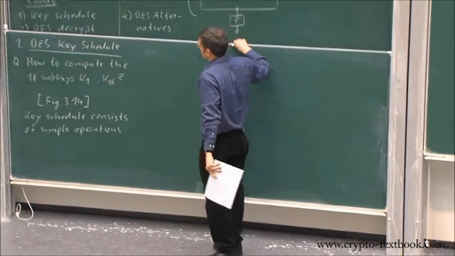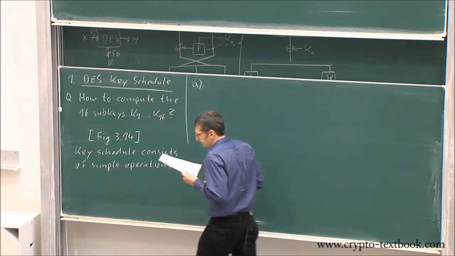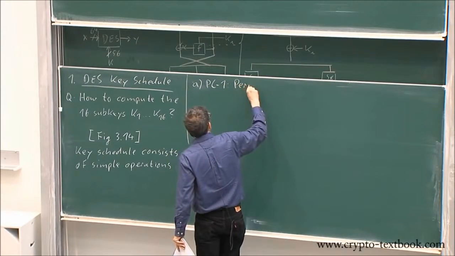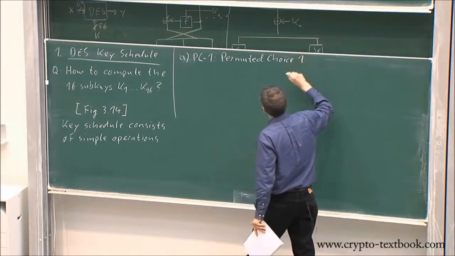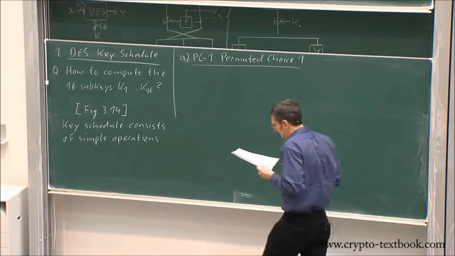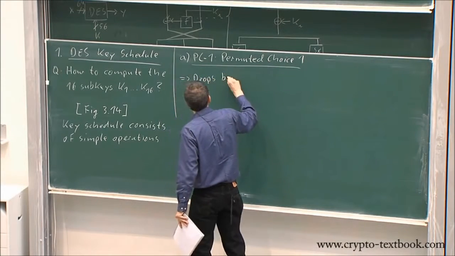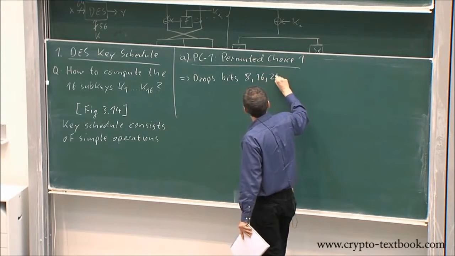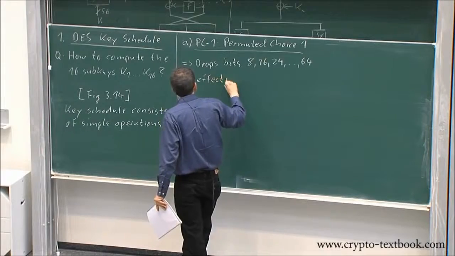Let's start with part A here. We talk about this PC-1. This is Permuted Choice 1, which is, again, this block that you see over there. What happens here is this drops bits number 8, 16, 24, up to 64.